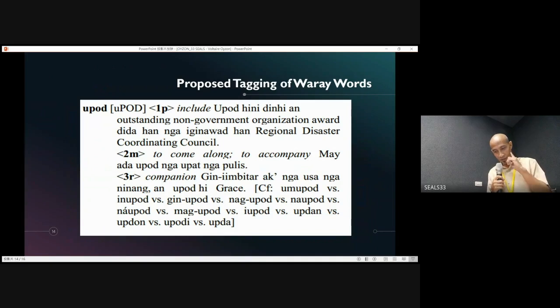How will this now affect the tagging of words in Waray? We propose that we do the tagging based on frequency. If it is used primarily as predicate, we use 1P, primarily predicative. And then 2M, secondarily modificative. And 3R, tertiarily referential.